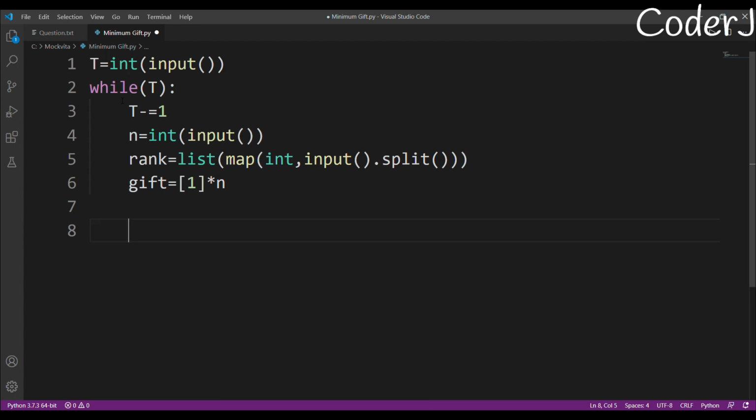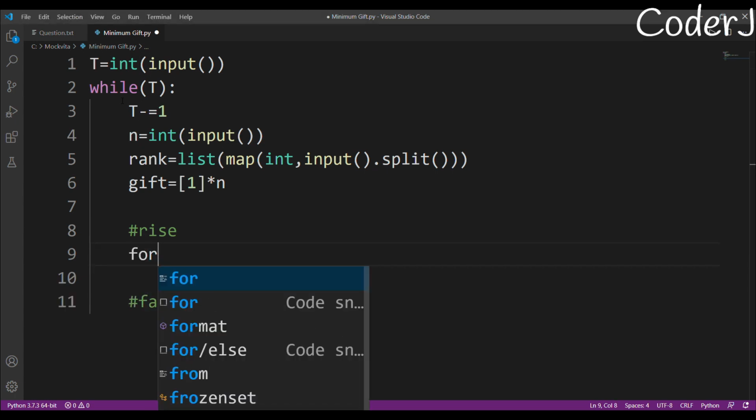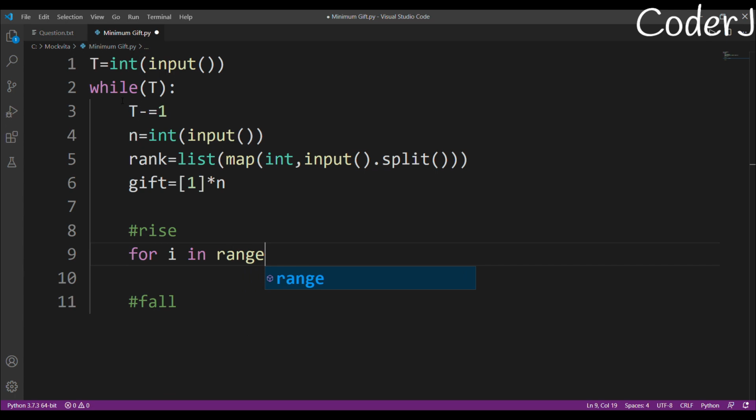And after that I'll just start with my fall. We have only two parts to calculate, right? Not fall actually, rise and fall. So let's first start with the rise part. Very simple. For I in, we'll start from the first element, not the zeroth element, but the first element.